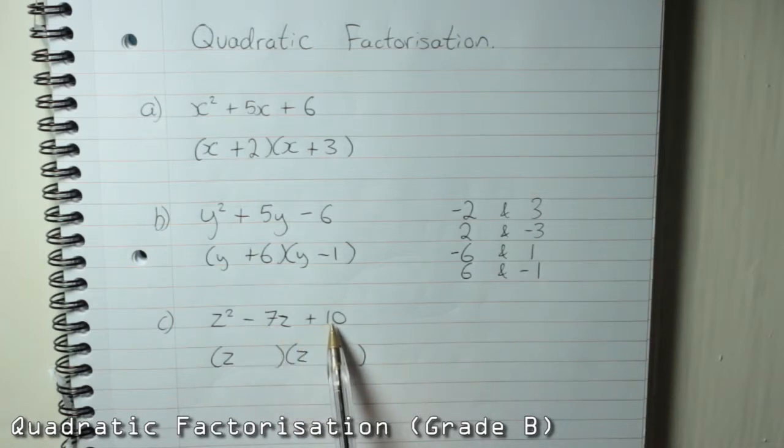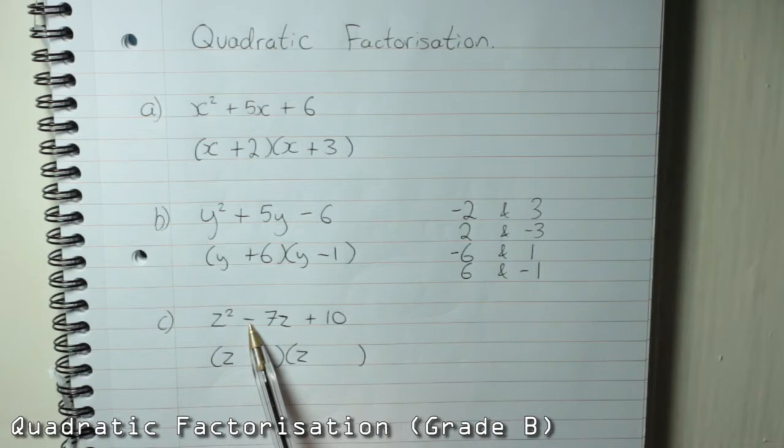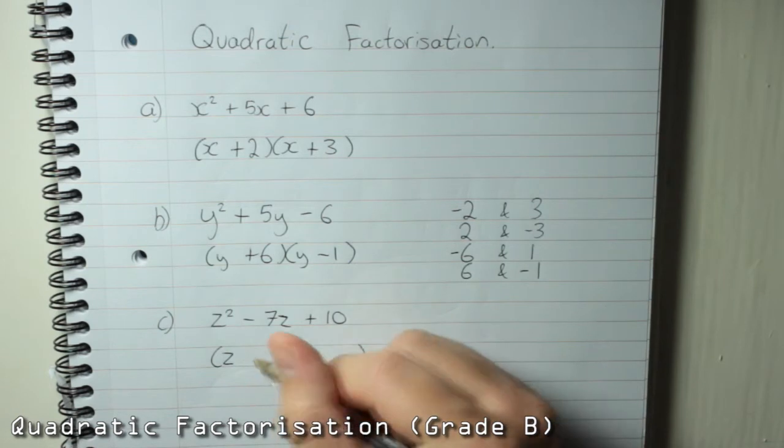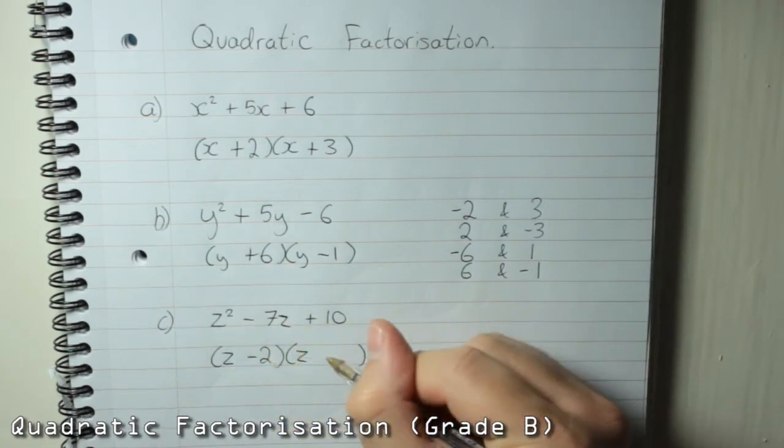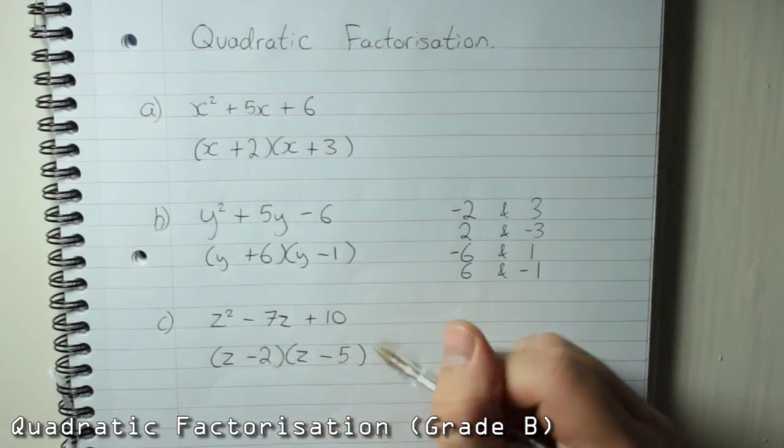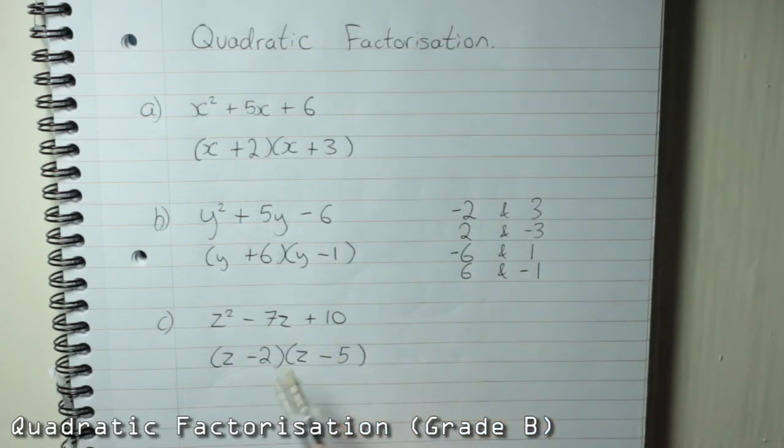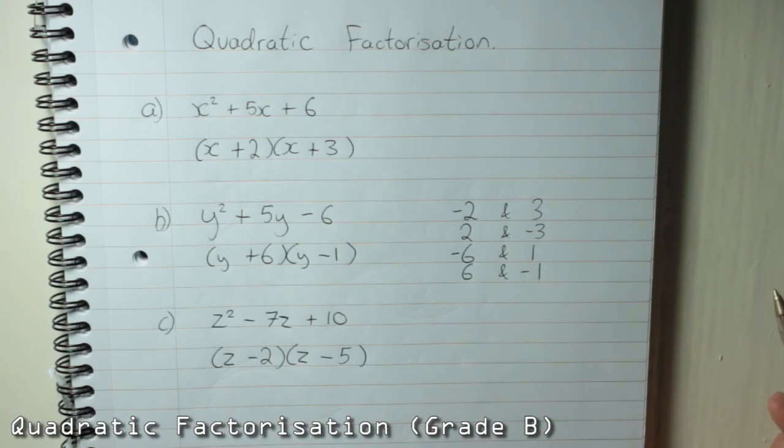So think of two numbers that multiply to give 10. So for example, 2 times 5. 2 times 5 is 10, that's good. But 2 plus 5 is 7. We want negative 7. So the two numbers, 2 and 5, have both got to be negative. So minus 2 times by minus 5 gives us 10. And minus 2 added to minus 5 gives us the minus 7. And that is your basic B grade quadratic factorisation.